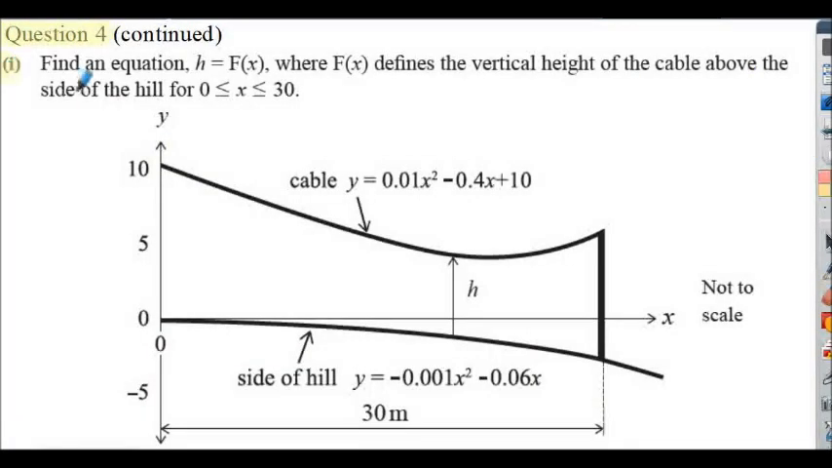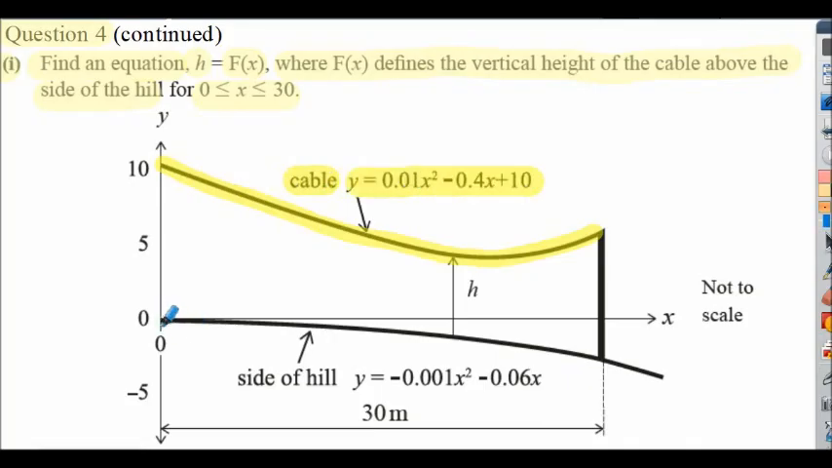Question 4, part 1. We're asked to find an equation for h as a function of x, where the function of x defines the vertical height of the cable above the side of the hill, over the range of x from 0 to 30. So again, here's our cable and the equation for the cable, and here's the side of the hill and the equation for the side of the hill. We essentially have to find height h, which means we'll have to calculate this distance from the cable equation. So the red line shown there is the height of the cable above the x-axis, and we'll need to add it to this distance of the hillside below the x-axis.